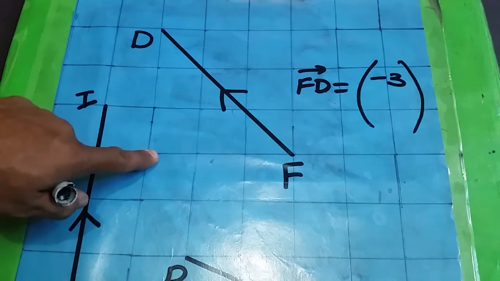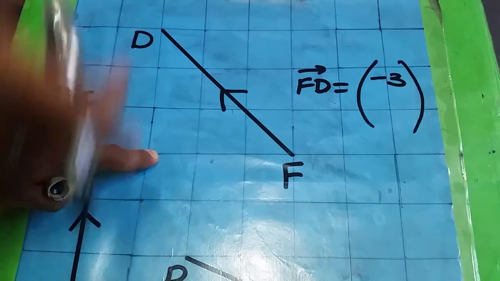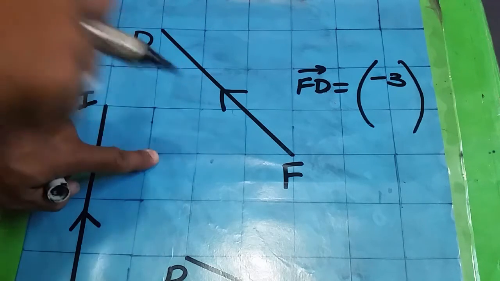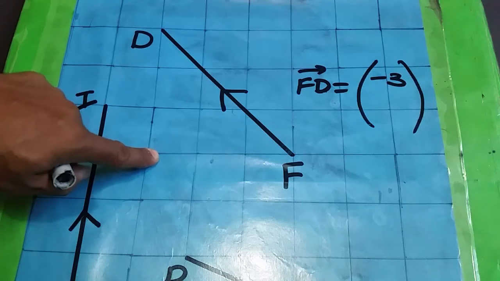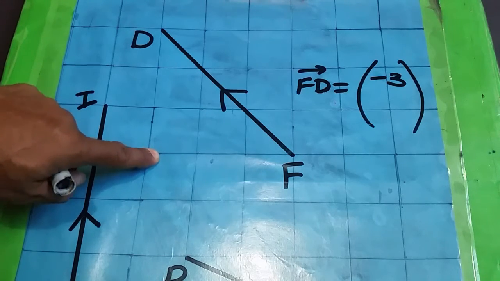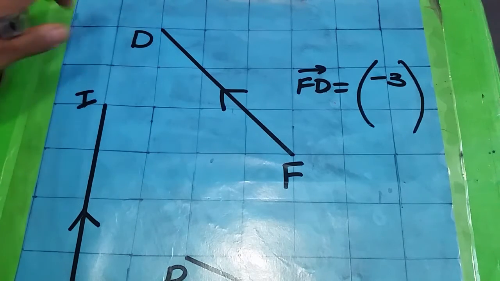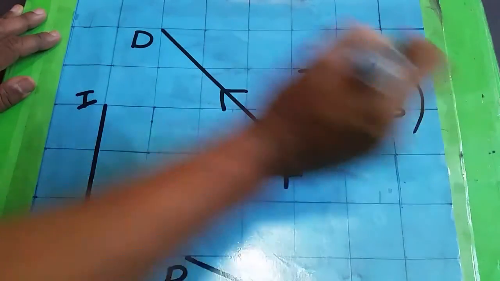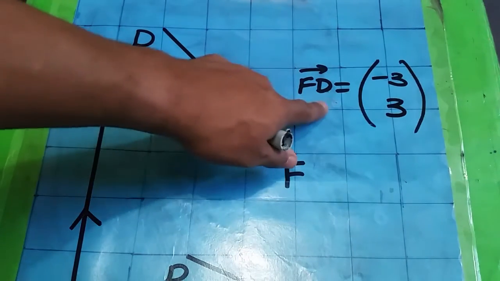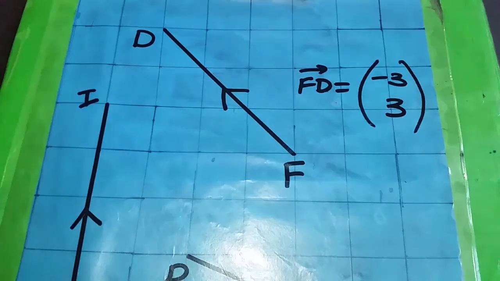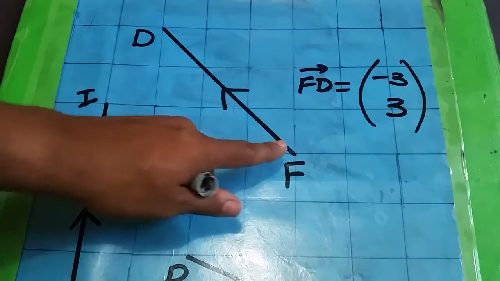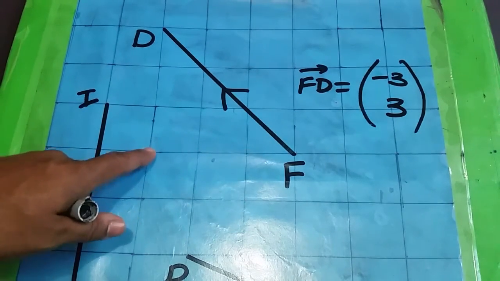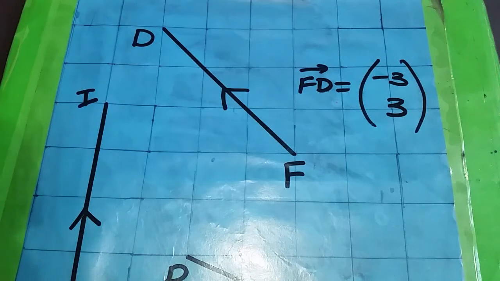And then you're going to ask yourself, is the vector moving up or down? Is it going up or is it going down? Clearly this vector is going up. So let's find out how many spaces up. 1, 2, 3. So that would be +3. So this vector is called FD, and the column vector form is -3, 3, because the vector is moving 3 spaces left and 3 spaces up.